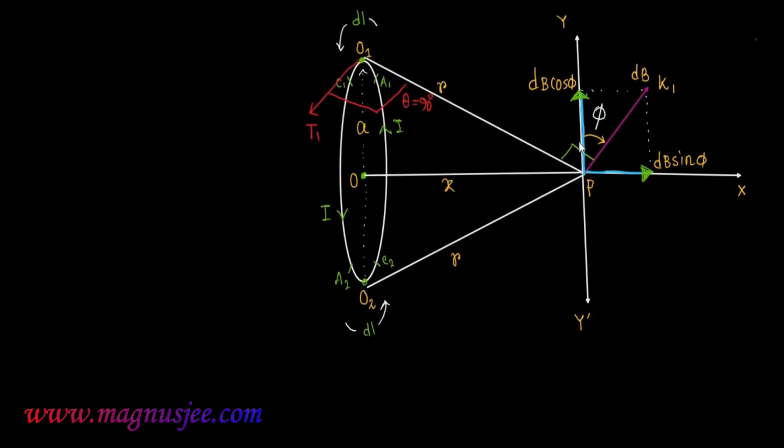Similarly, we can consider the current element A2C2 at O2, that means at the lower edge of the coil. A2C2 is another current element of length dl, and due to this current element A2C2, magnetic field induction at the point P on the axis of the circular coil of radius a will act along the direction PK2 such that this magnetic field induction will be acting at right angle to the distance vector r, which is equal to O2P.